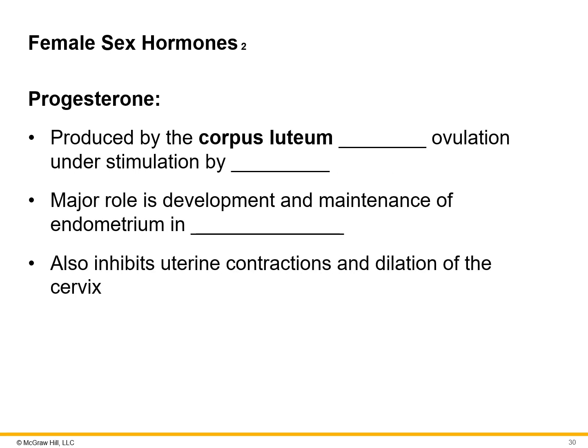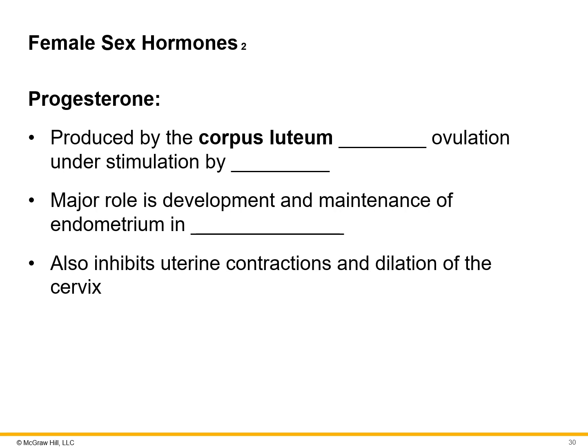And then your next hormone is progesterone. This is produced by the corpus luteum. The corpus luteum is just the ovarian follicle that remains after ovulation has occurred. After the secondary oocyte has been released, the follicle is still in the ovary, and that empty follicle is called the corpus luteum. So it's produced by the corpus luteum after ovulation under stimulation of LH, or luteinizing hormone.